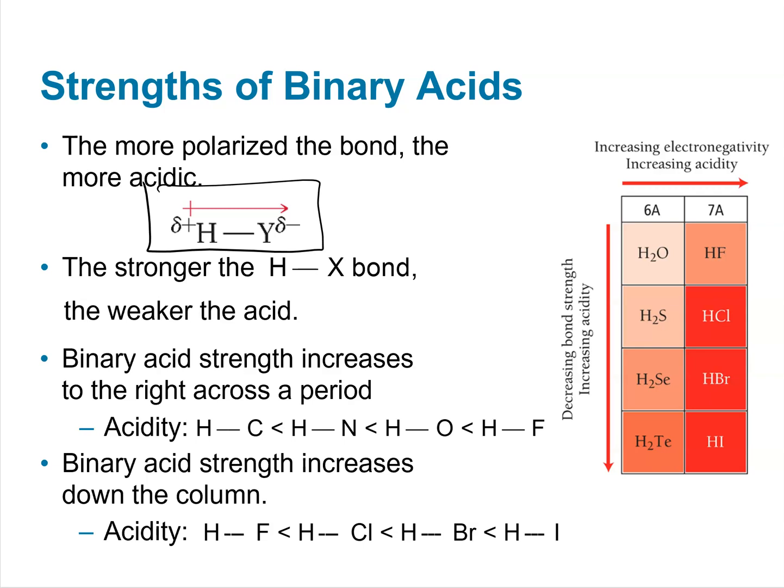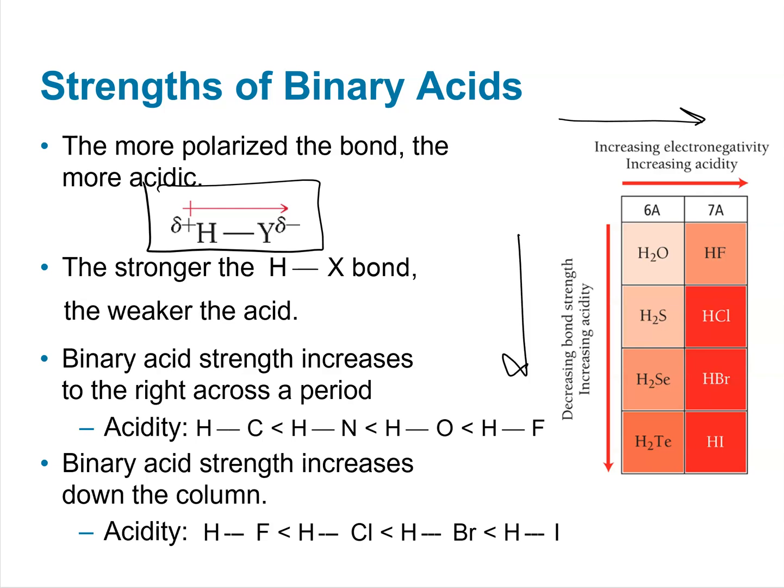So typically, binary acid strengths increase as you go across a period to the right. And this is a really good example here, where if you're moving across the periodic table this way, you're going to be increasing in acidity because you're going to be increasing the polarization of the bonds. Also, binary acid strength tends to increase as you go down a column.